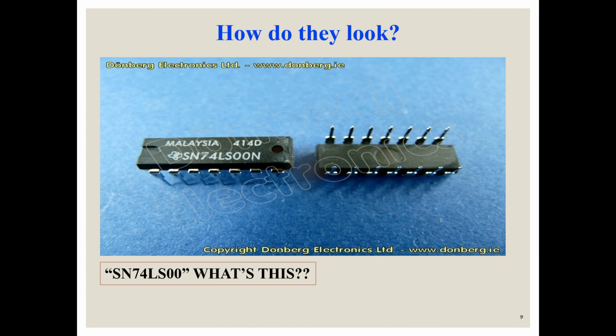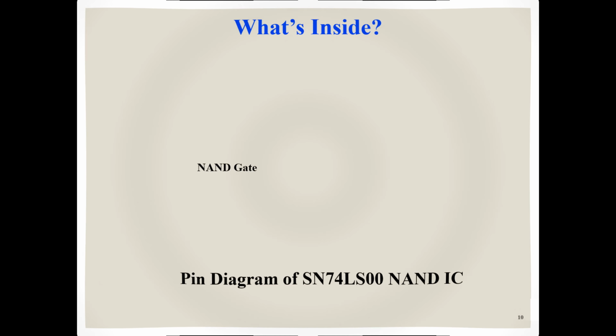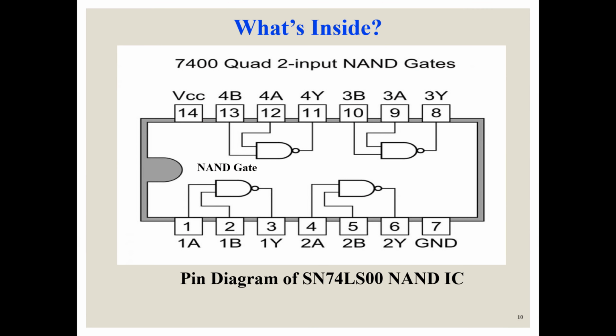You can see here, this is the NAND gate. This is the structure of a NAND gate. You can see different kinds of NAND gates here. This is how this particular integrated circuit is made up. This is how the internal part of that particular integrated circuit looks like. This is a pin diagram, called the pin diagram of the NAND integrated circuit.